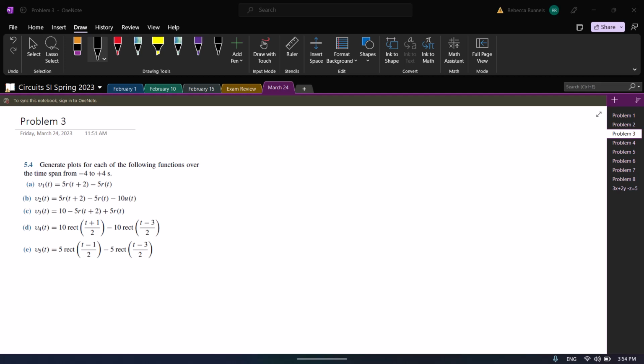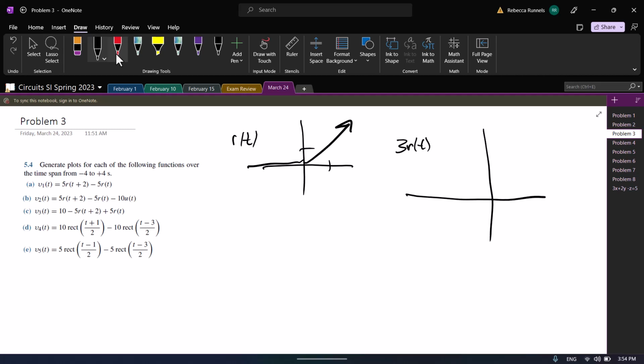And just plain R of t, so R of t is just that function that's 0 until you get to the origin, and then it has a slope of 1, up 1 over 1. So that's R of t. So 3R of t is 0 until you get to the origin, and then it has a slope of 3. So over 1 up 3, over 1 up 3. So that's 3R of t.